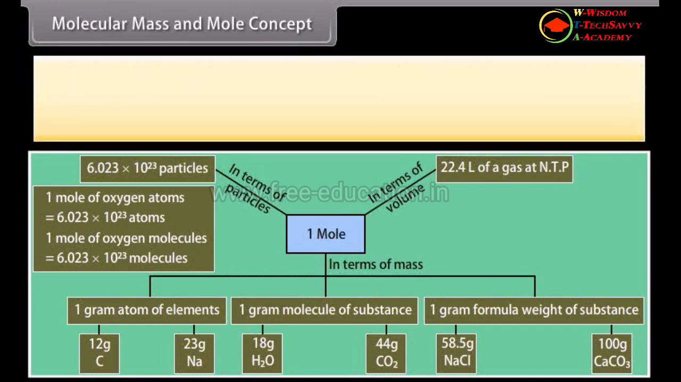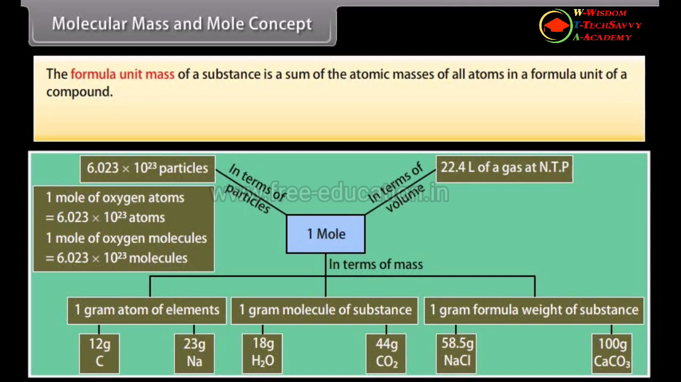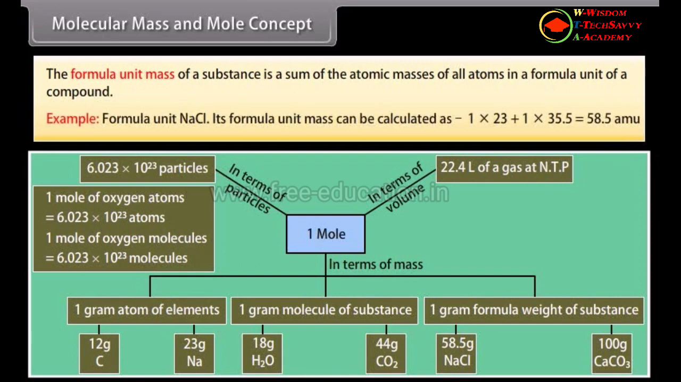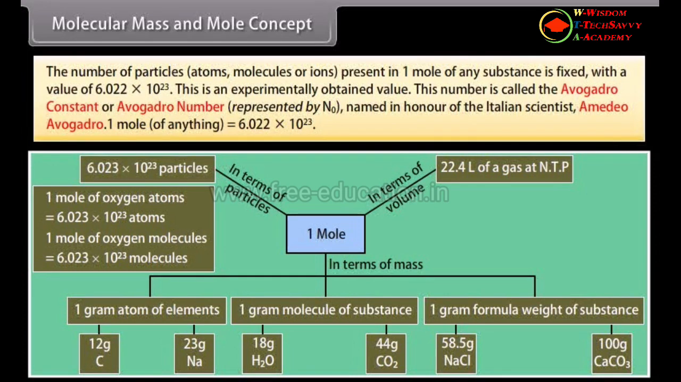The formula unit mass of a substance is the sum of the atomic masses of all atoms in a formula unit of a compound. Example, formula unit NaCl, its formula unit mass can be calculated as 1 times 23 plus 1 times 35.5, which equals 58.5 units.